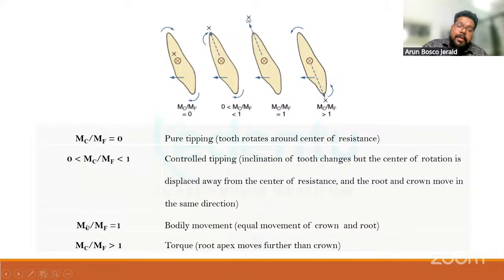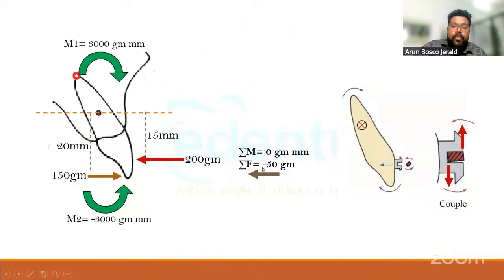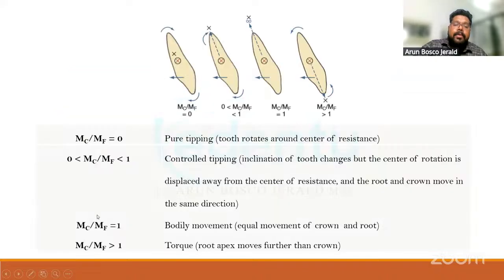If the moment of couple to moment of force ratio is 1, that means both moments are equal in magnitude and opposite in direction, and they are cancelling each other. That means, as shown earlier, there will be only the force acting, and the net moment will be 0. So the moment of couple to moment of force ratio of 1 means there will be bodily movement. Then the final option, the moment of couple to moment of force is more than 1.